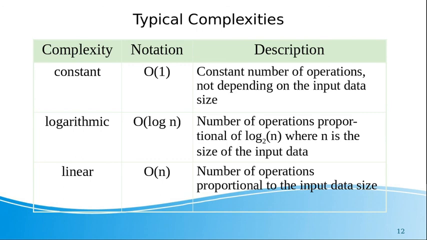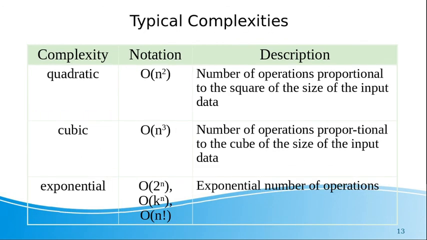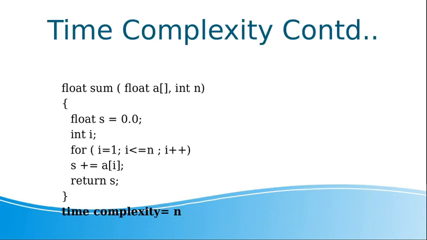One is constant, the notation is order of 1. Next is logarithmic, order of log n. Another is linear, order of n, which is proportional to the input data. Quadratic, order of n square, square of the input data. Cubical, order of n cube, cube of the input data. And the big one is exponential. Exponential means 2 raised to n, k raised to n, n factorial, which are considered an exponential number of operations.